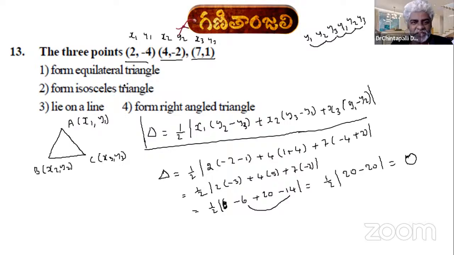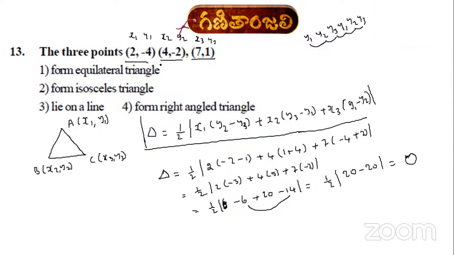If the area of any triangle is 0, that means it is not a triangle. So what are the 3 methods to check whether given 3 points form a triangle or not? First method is finding the lengths of sides. Second method is finding slopes. Third method is to imagine those 3 points form a triangle and find its area. If area is 0, then there's no triangle. That means those points lie on a line.